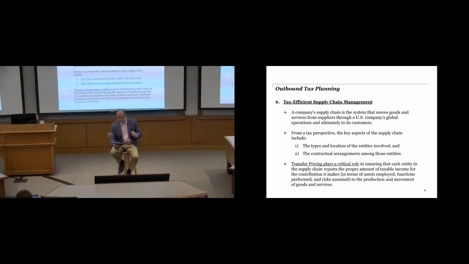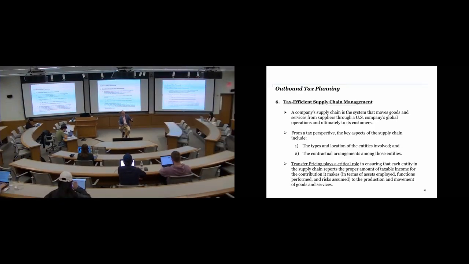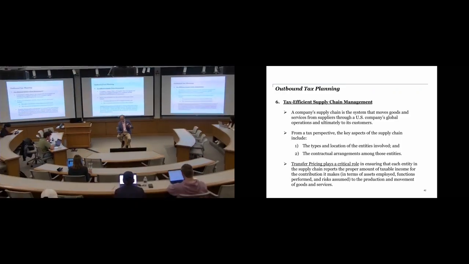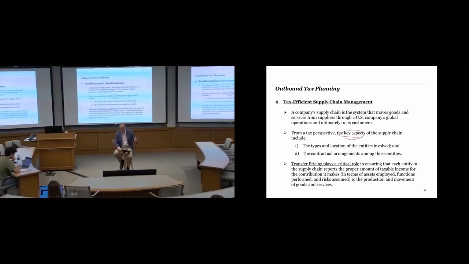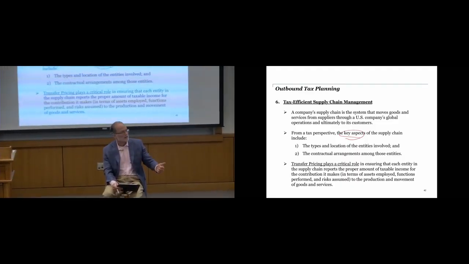Tax efficient supply chain management. We have a degree here in supply chain management. So global organizations are inherently complicated, right? Lots of intercompany activities going on in the way they're servicing the globe. And so moving goods and services from suppliers through the U.S. company's global operations and ultimately to its customers. From a tax perspective, some key aspects of the supply chain include the types and locations of those entities that are involved and the contractual arrangements amongst those entities.